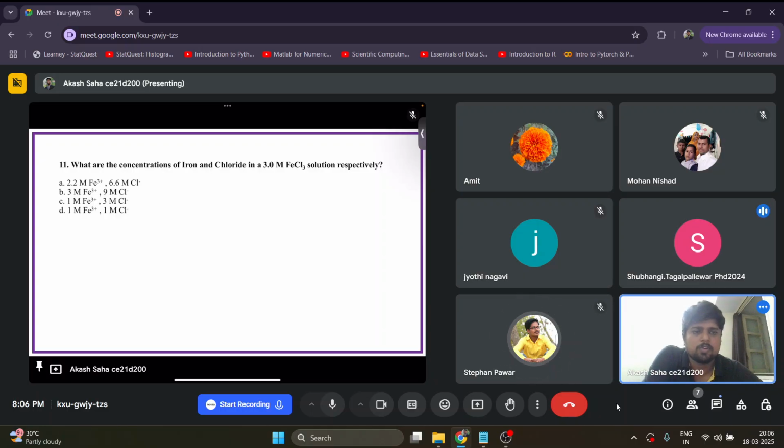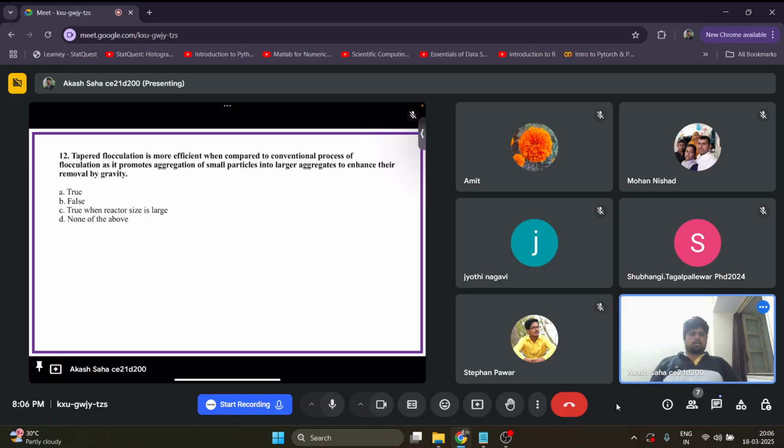Yes, sir. So always see what is the final molarity given. Whatever you analyze, the ratio is fine, 1:3, but the molarity we have to multiply by the actual number of moles that is present. So 3 and 9.